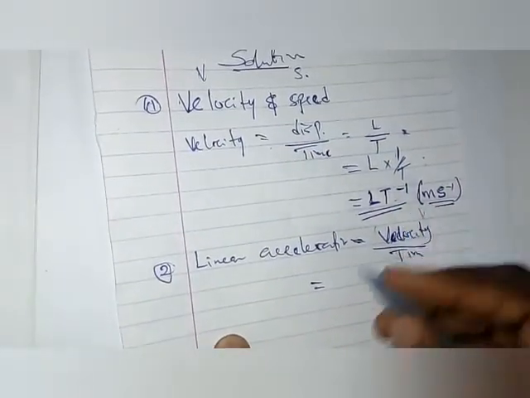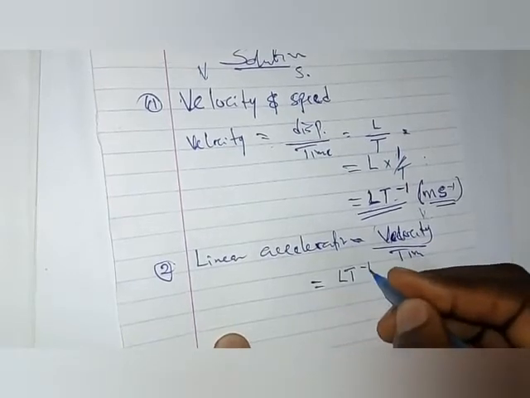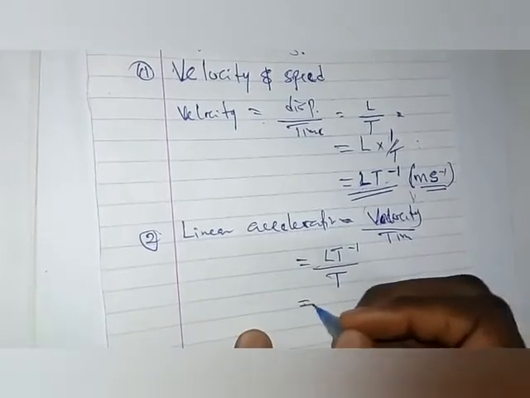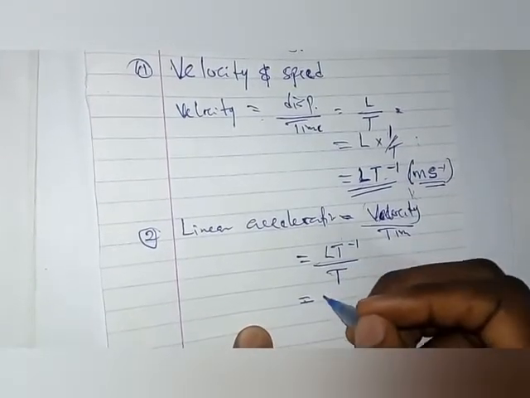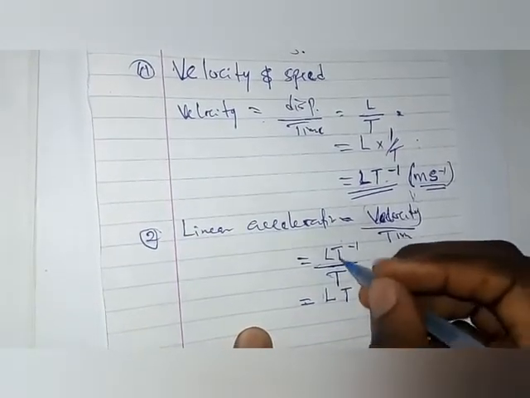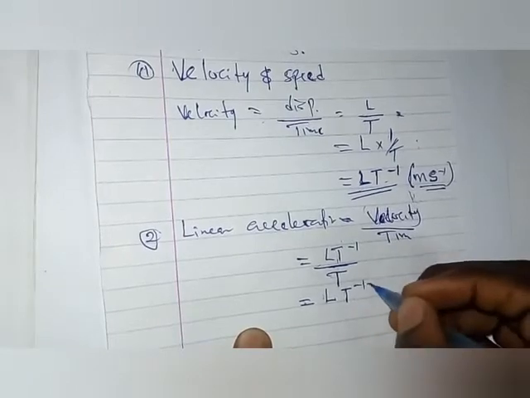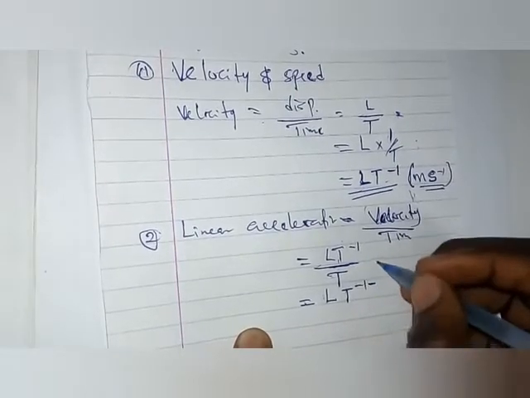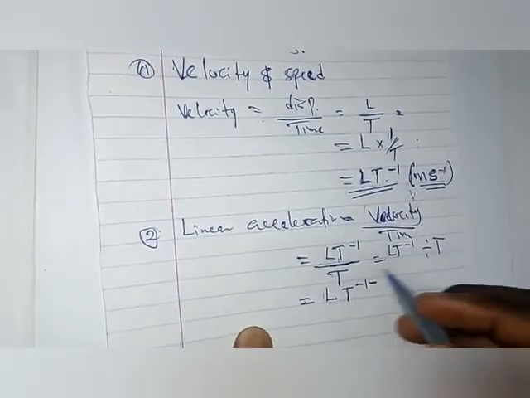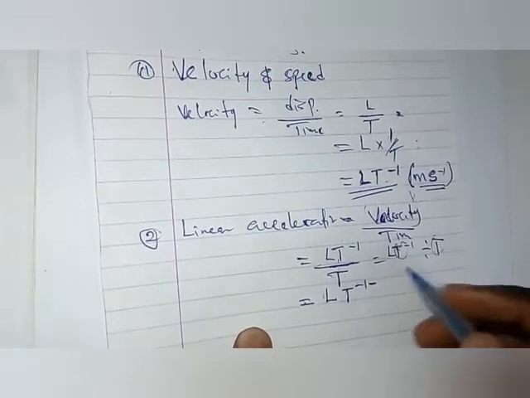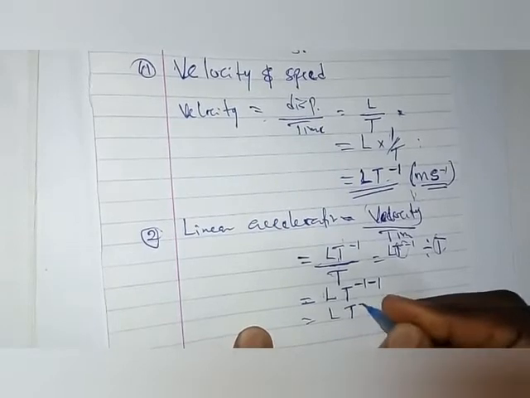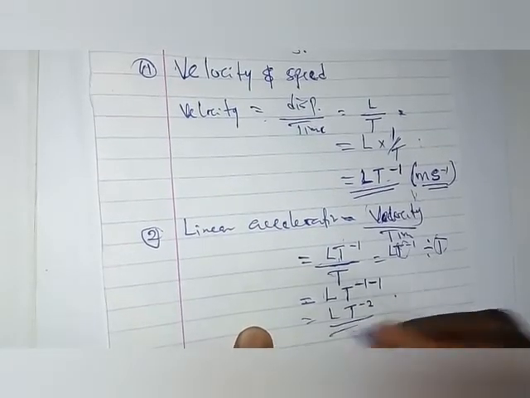Just bring the dimension of velocity, which is L T raised to the power of minus 1, then all over the T here again. Then enforce the law of indices. Since they are division, we have L, then T again raised to the power of the same base, that is minus 1 minus 1, which is the same thing as L T raised to the power of minus 2. So that's the dimension.